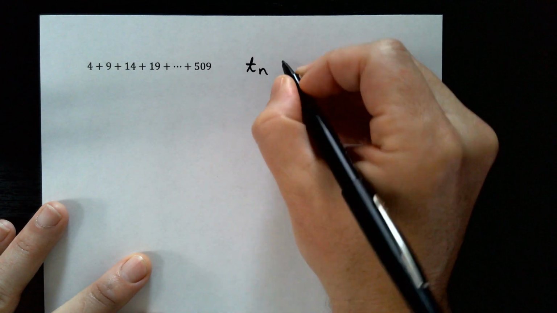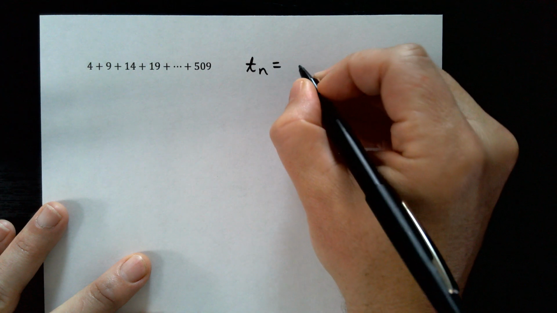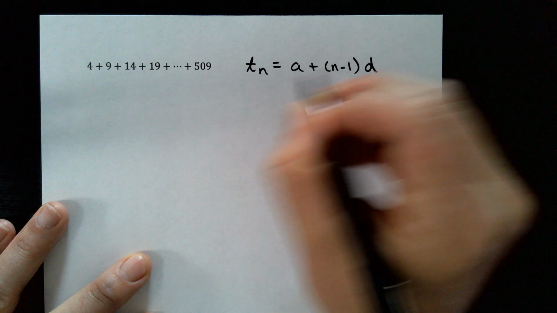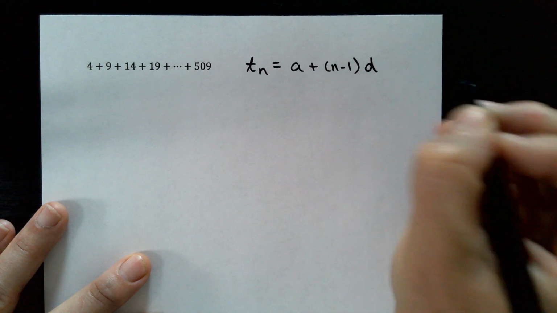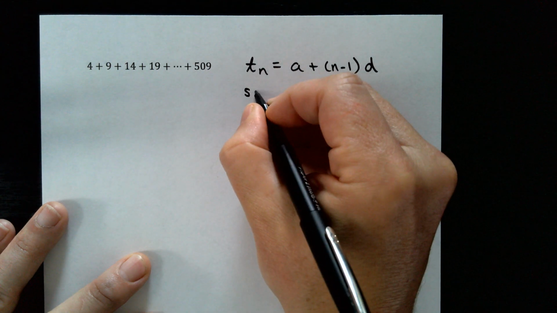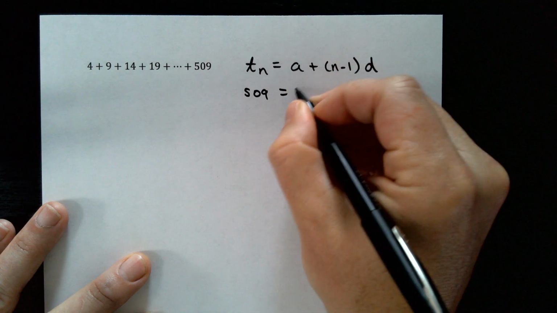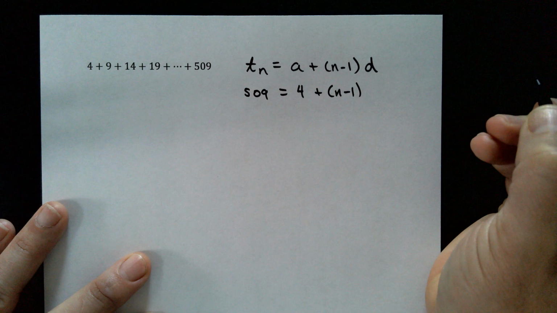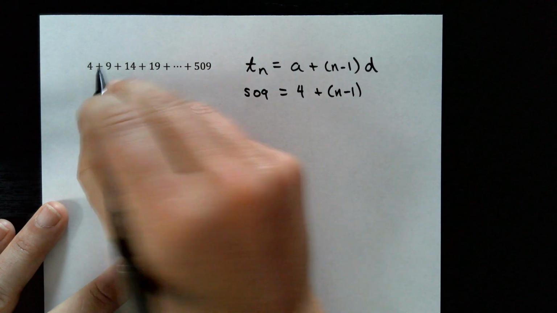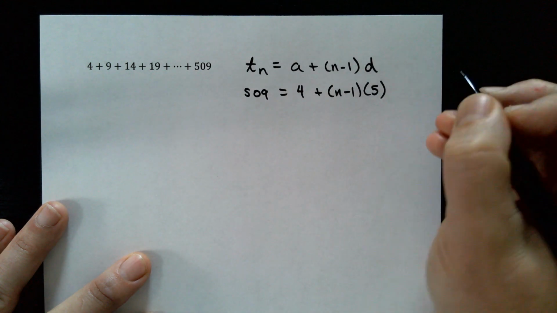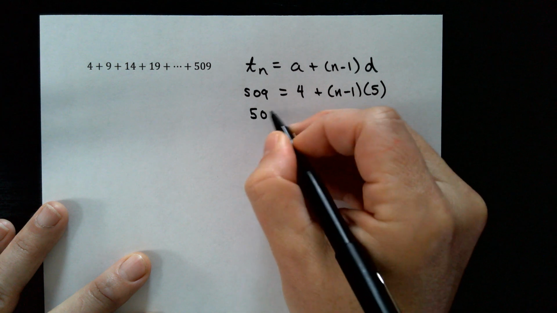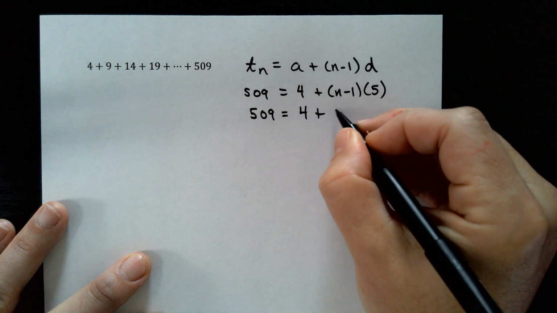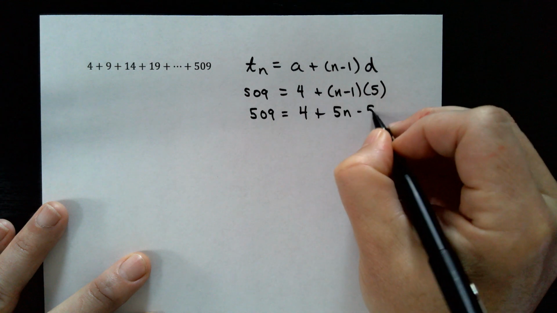Our formula to figure out the number of terms: T of n is equal to A plus n minus 1 times D. Last term, first term, common difference. Last term 509, first term 4. N minus 1, we don't know the number of terms, so we leave n alone. And the common difference goes up by 5 each time. So 509 equals 4 plus, distribute, and you get 5n minus 5.